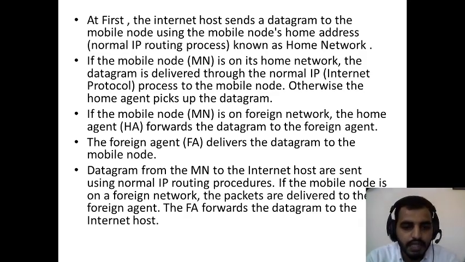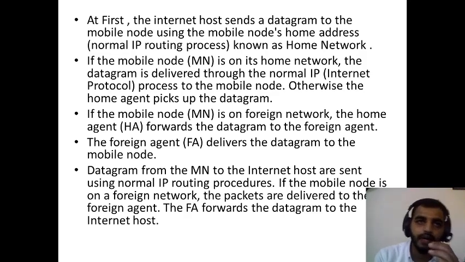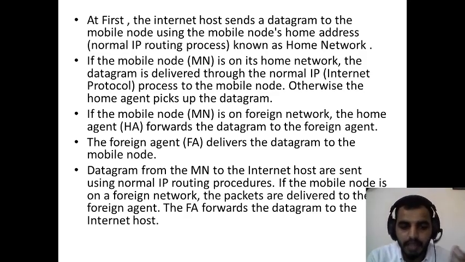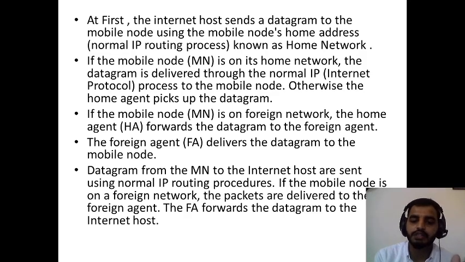Now what is the next point? The foreign agent delivers the datagram to the mobile node. It means now it is the responsibility of the foreign agent to deliver the datagram to the mobile node, in the sense to the node that we want to send the information to. Now what is the next point? Datagrams from the mobile node to the internet host are sent using normal IP routing procedures. If the mobile node is on a foreign network, the packets are delivered to the foreign agent, and the foreign agent forwards the datagram to the internet host.